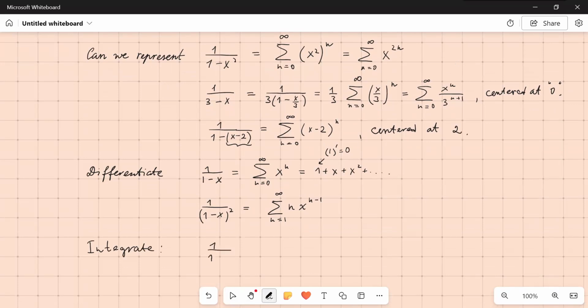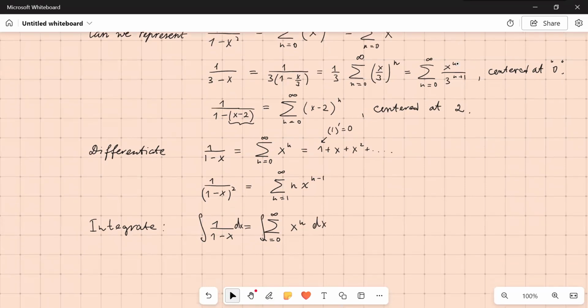I'm going to do the same. 1 minus x equals a series. And kind of put integral on both sides. Integral here, dx, and integral here, dx. Here a little bit interference of n with integral sign.